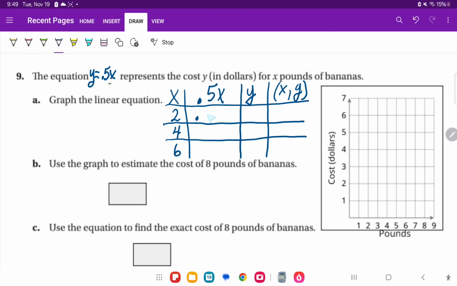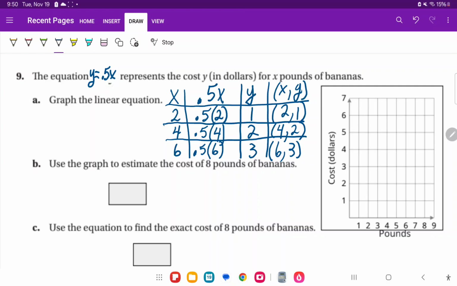So this is going to be 0.5 times 2. In other words, half of 2 is 1. So that's going to give us 2, 1 for our first point. And then if we put in 4, 0.5 times 4 is 2. Right? And so my point here is the x is 4 and the y is 2. And then the last point is 0.5 times 6. So half of 6 is 3. So that's going to be 6, 3.